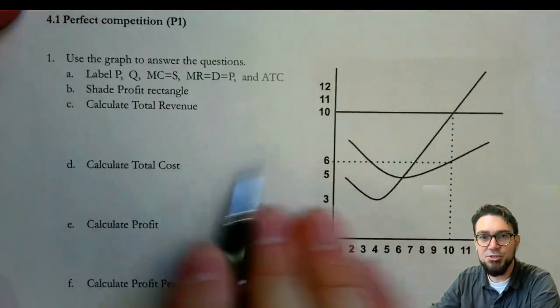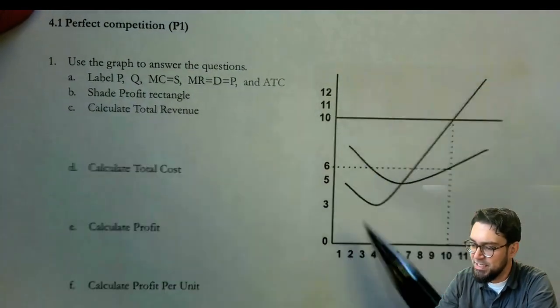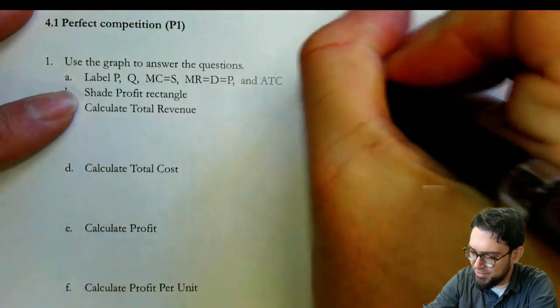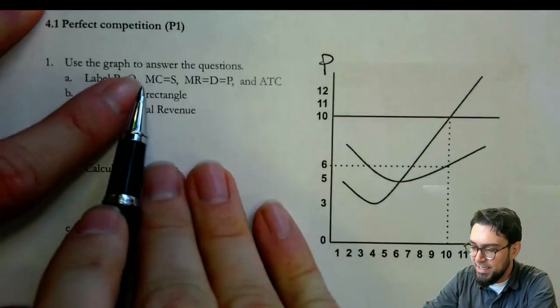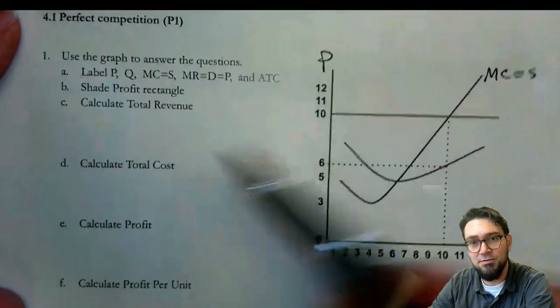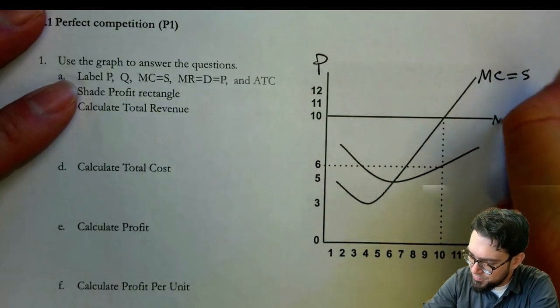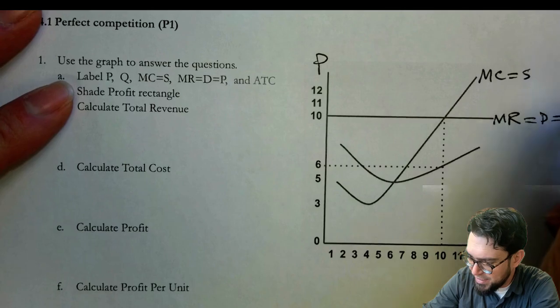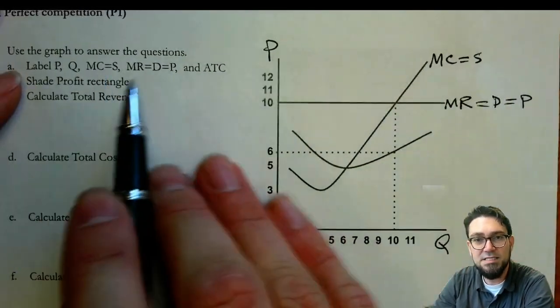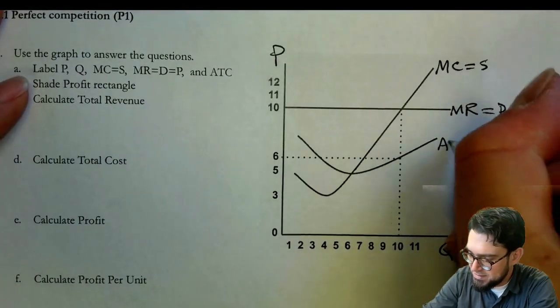Okay, so this first section just says use the graph to answer these questions. And first, what we want to do is do some labeling, right? Label P and Q, which shouldn't be too bad at this point. P, Q, MC equals S. We know that that's the marginal cost, and part of it is the supply curve. And then we have MR and demand and the price, right? And the price is $10, right? So we have MR, demand, and price, and then ATC is down here.